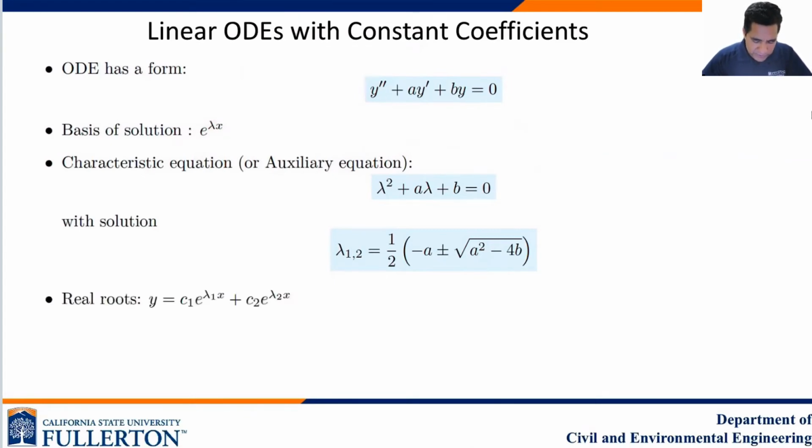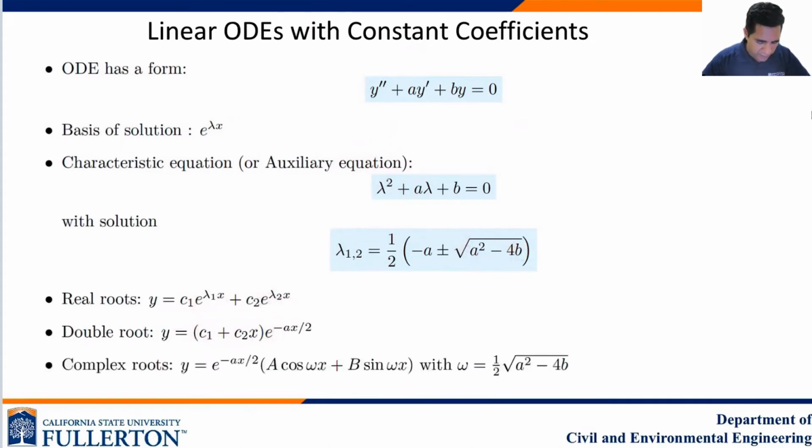A few things to note: since we have two roots for this equation, and it is a quadratic equation, we can have a real root, we can have a double root when the discriminant equals 0, or we can have a complex root. Depending upon where it falls, we have a different form of y. It could be two distinct roots, that would be the simplest case, or it could be a double root, or it could be a complex root. If it is a complex root, then the square root of a squared minus 4b, divided by 2, is omega, and minus a over 2 is the number that we have here.